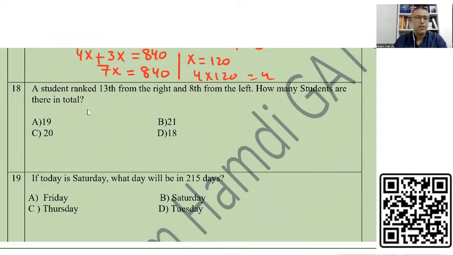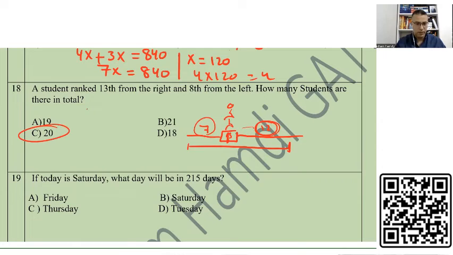Regarding question number 18, a student ranked 13th from the right. So one of the students standing here from the right is number 13, meaning that in front of him there are 12 students. And 8th from the left means that there are 7 students to the left. So the total number of students is 7 to the left, 12 to the right, and the student himself. How many students are there in this line? 7 plus 1 is 8, plus 12 is 20 students.